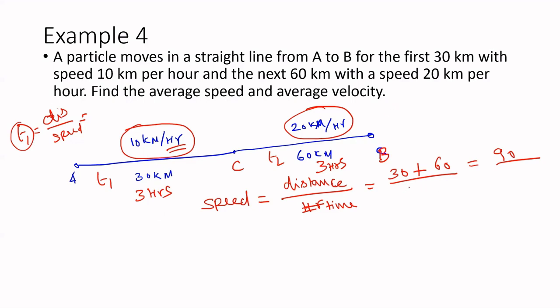So total time is T1 plus T2, that is equal to 3 plus 3, that is 6 hours. Total distance 90 divided by 6 equals 15 kilometer per hour.